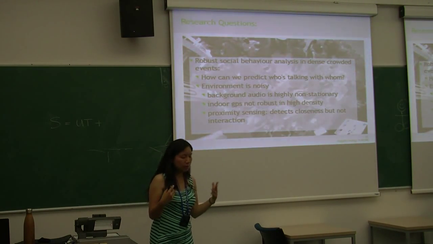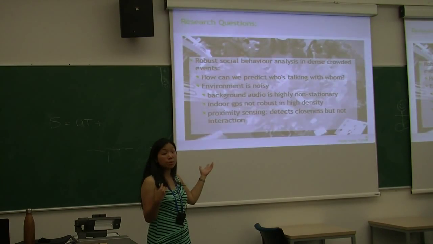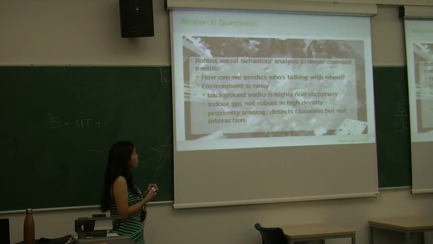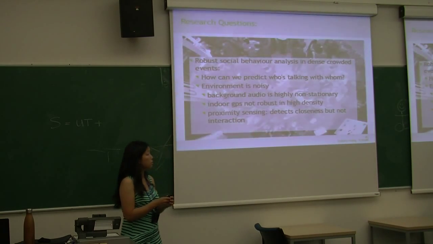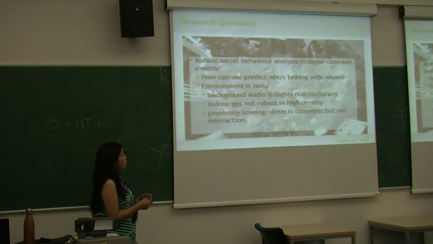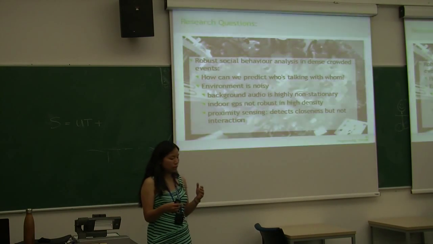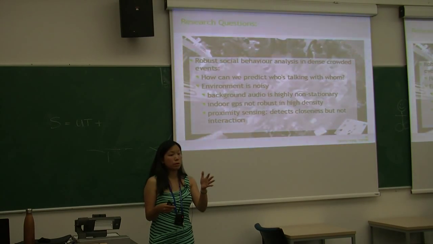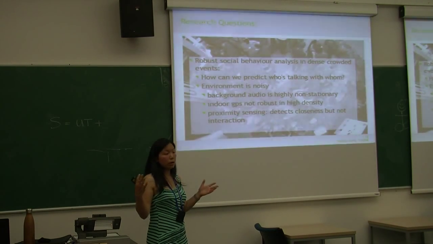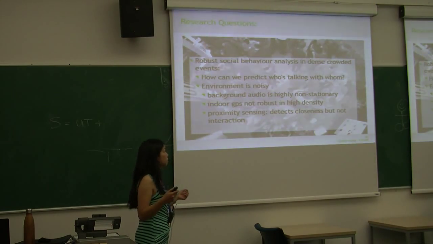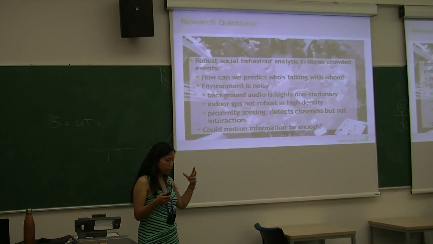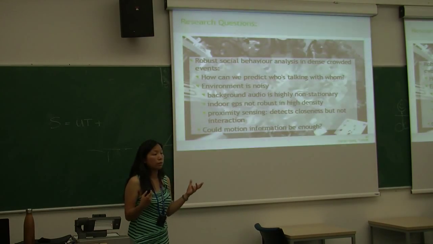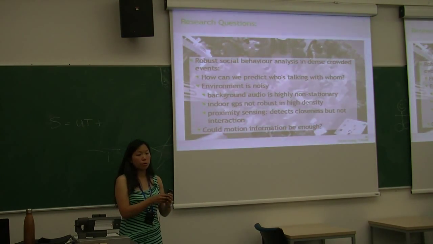Typically people have done it with audio, but audio in these types of environments is very, very challenging. You can try to use indoor GPS with wearable sensors, but again, the density is a very challenging issue. And if we just look at proximity sensing, for example infrared or Bluetooth signals, they typically have very high precision. But if you're standing side to side with somebody, it won't detect that you're talking to them. So drawing on this motion information, I questioned whether it would be possible to use that to predict whether people were talking together or not.